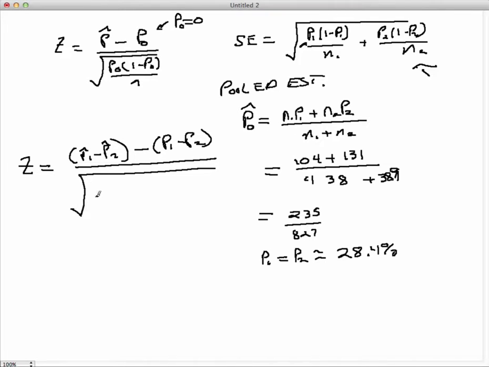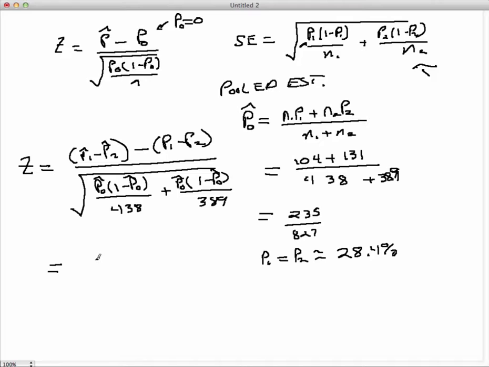So this denominator here is going to be given by p hat from the null, times 1 minus p hat from the null, divided by n1. Well, n1 in this case was 438. And then plus p hat from the null times 1 minus p hat from the null, but this time divided by 389. Okay, so I could have had the n1 and the n2 there. I started to put some numbers in. Let's go ahead and fill all the rest of the numbers in.